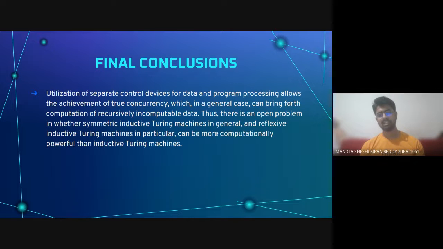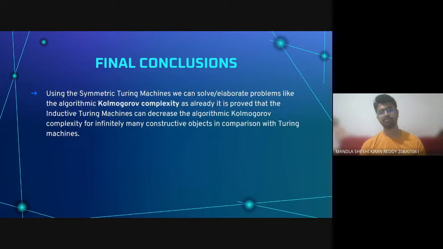Thus, there is an open problem of whether symmetric inductive Turing machines in general and reflexive inductive Turing machines in particular can be more computationally powerful than the inductive Turing machines. So that's the difference between the inductive Turing machines and the symmetric inductive Turing machines, or reflexive inductive Turing machines: multiple control devices having concurrency, making use of the symmetric nature, and having multiple processes.